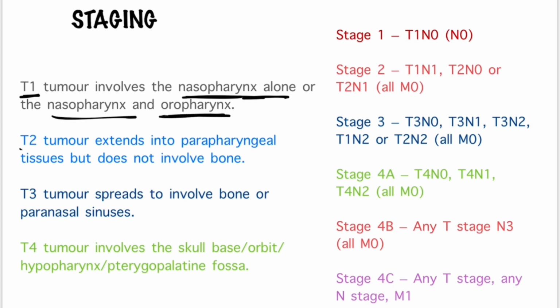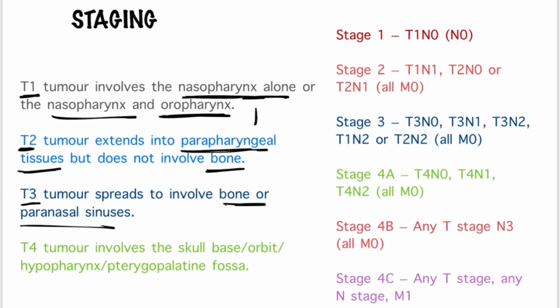See, no spread at all. Only in the nasopharynx or nasopharynx and oropharynx. It's there only. It's T1. T2 means the tumor is in parapharyngeal tissue. It has extended in the parapharyngeal tissue, but does not involve the bone. But when it involves the bone or paranasal sinuses, this is T3.